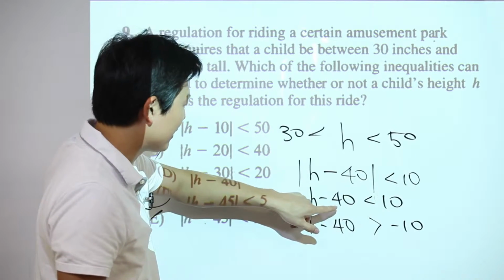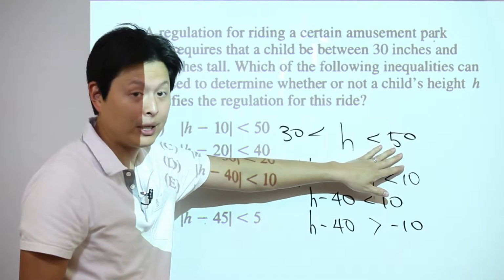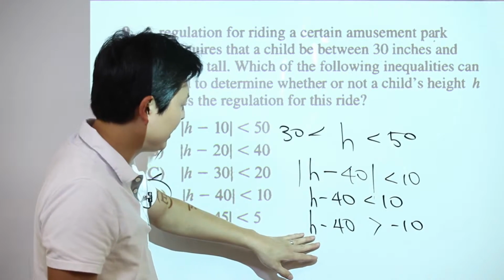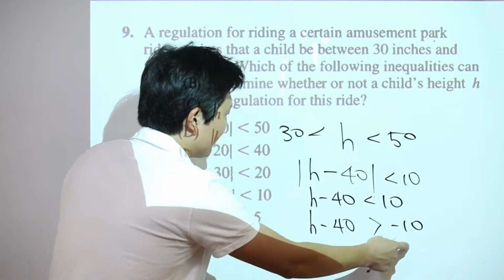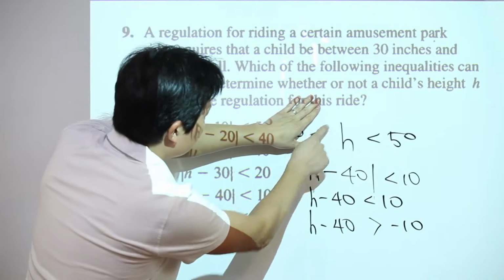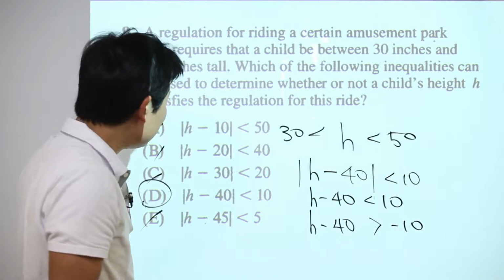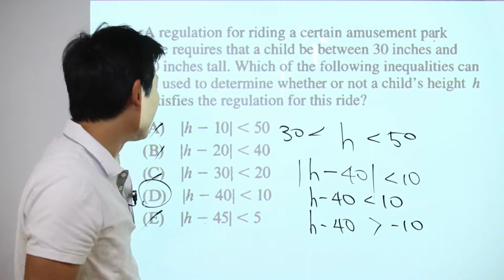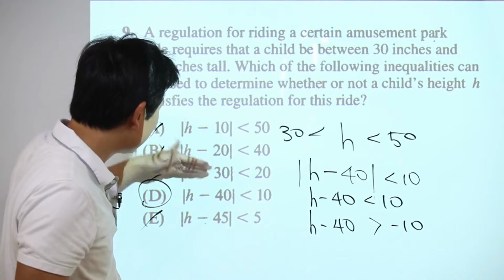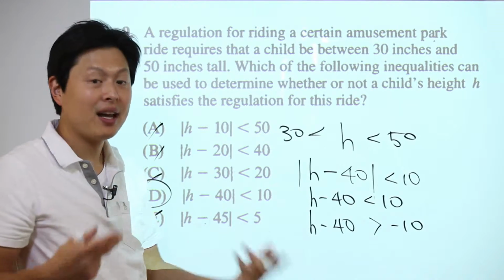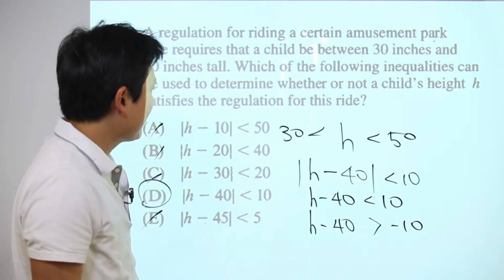If you add a 40 to both sides, you get h is less than 50. H is less than 50 is exactly what you have there. And h is greater than, if you add 40 on both sides, you get h is greater than 30. And h is bigger than 30. So D will be the correct answer for that. Unfortunately, to get this one right the right way, you have to go through A, B, C, and then do D and to see that, A, it works on both sides, and therefore that is the correct answer.